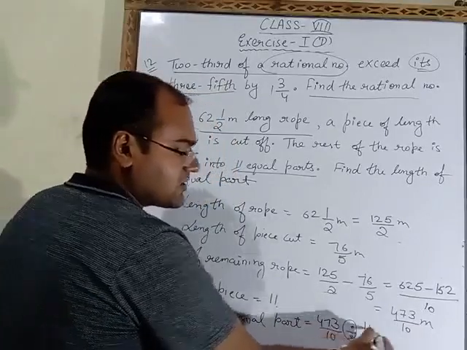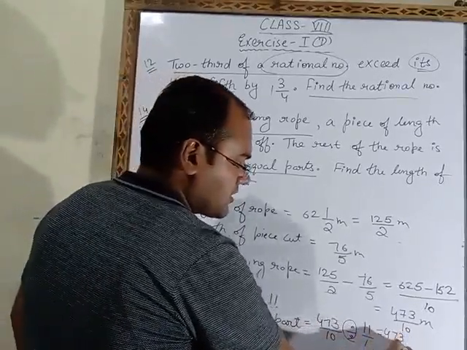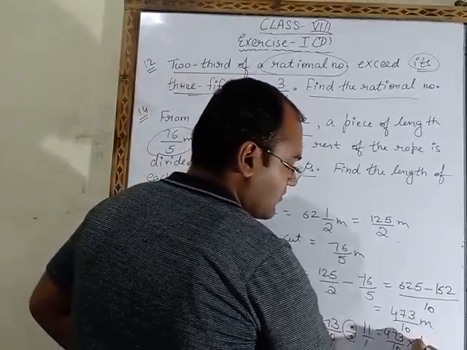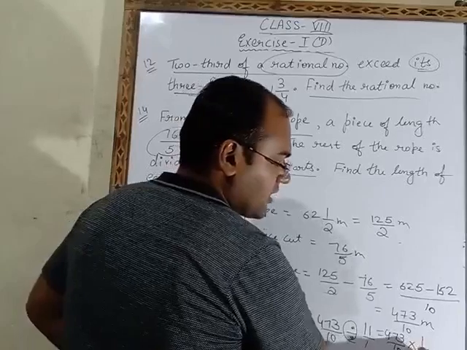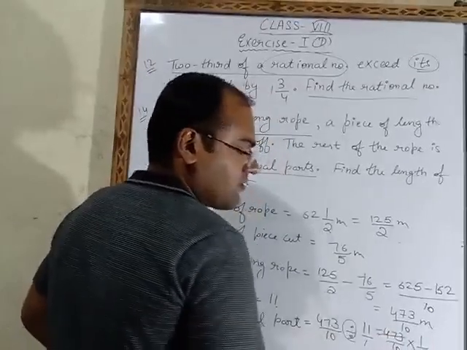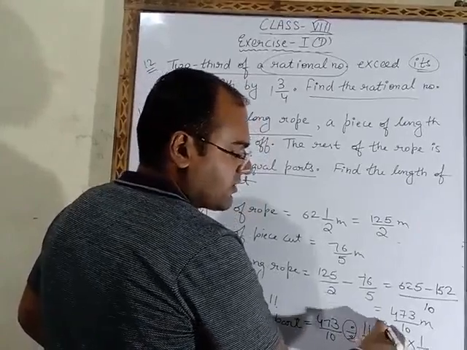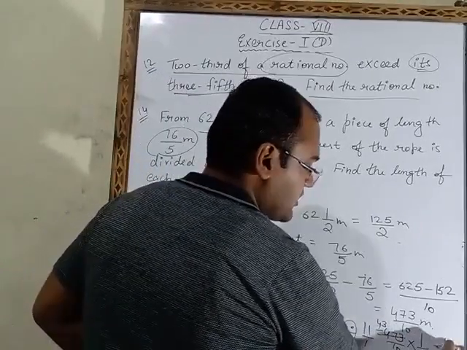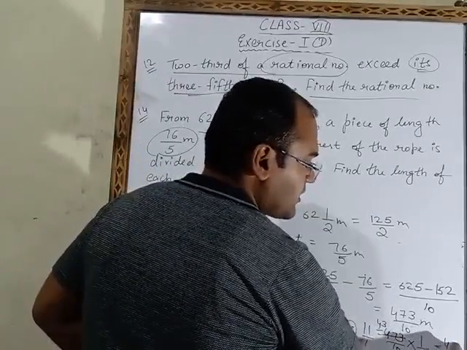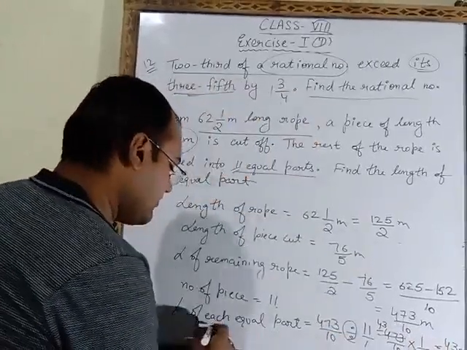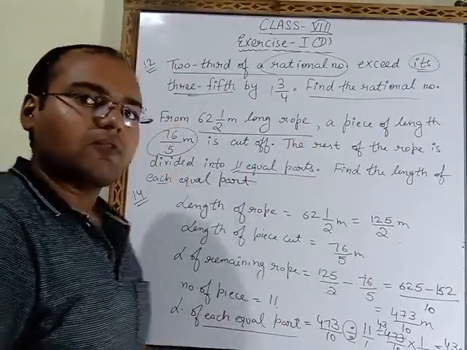Now this divide we will change into multiply. 473 upon 10 multiply, and this number gets reciprocal: 11 upon 1 becomes 1 upon 11. Now we will cancel these two numbers. 11 times 1 is 11, 11 times 4 is 44, 11 times 3 is 33. So the answer is 43 upon 10 meter. This much meter is the length of each equal part.